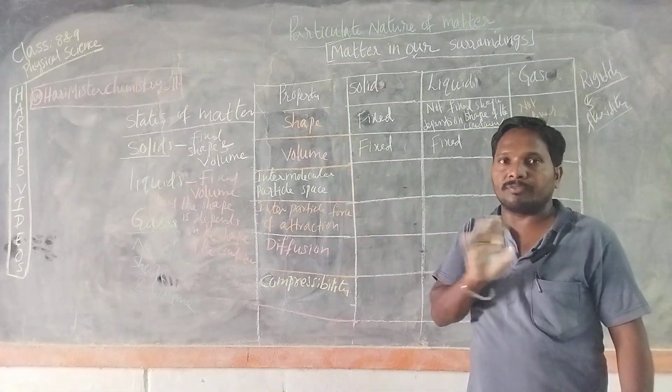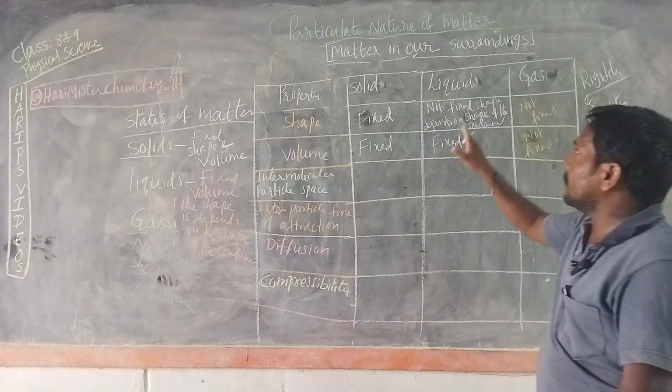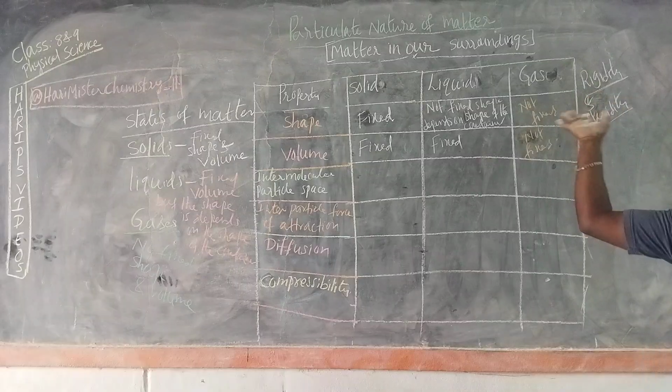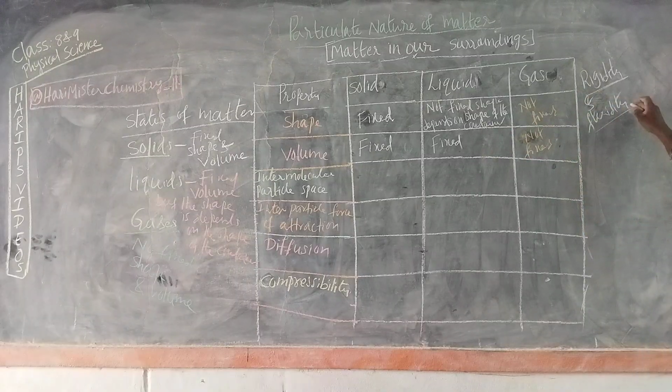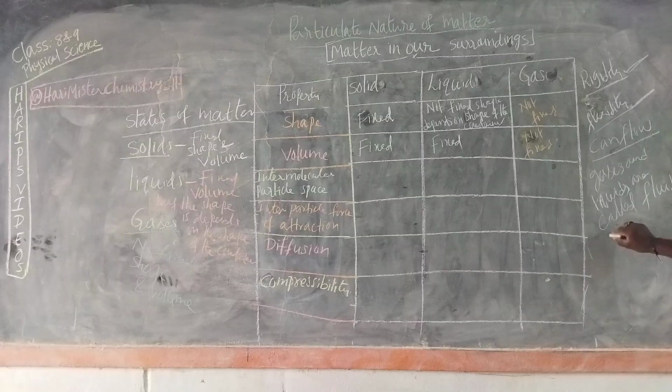Solids cannot flow, whereas liquids can flow and gases can flow. So liquids and gases have the property of fluidity. Solids have rigidity, a rigid body. They cannot move themselves. Gases and liquids have the property of fluidity, meaning they can flow. That's why gases and liquids are called fluids.